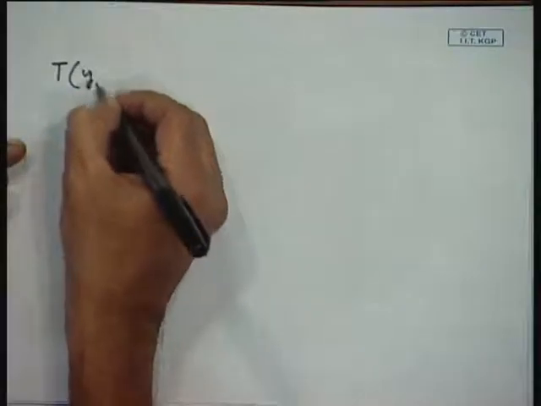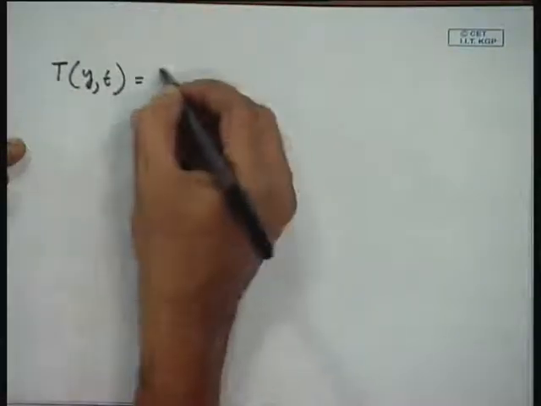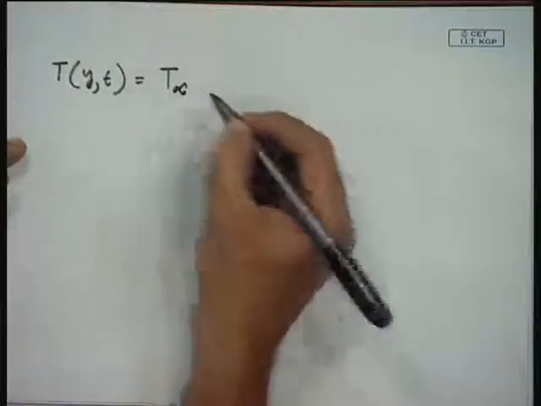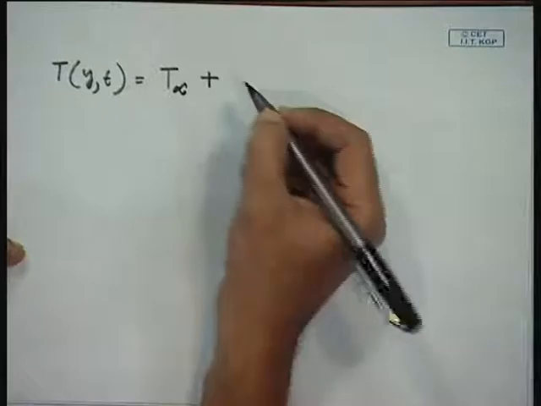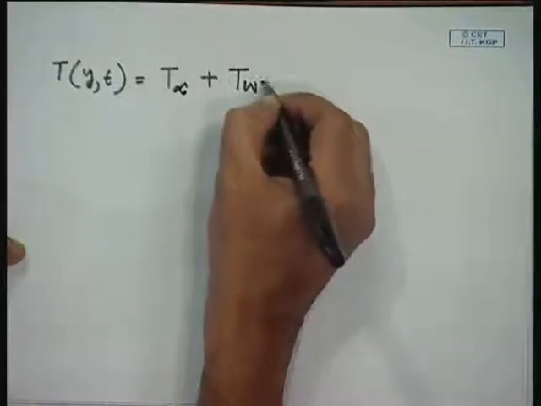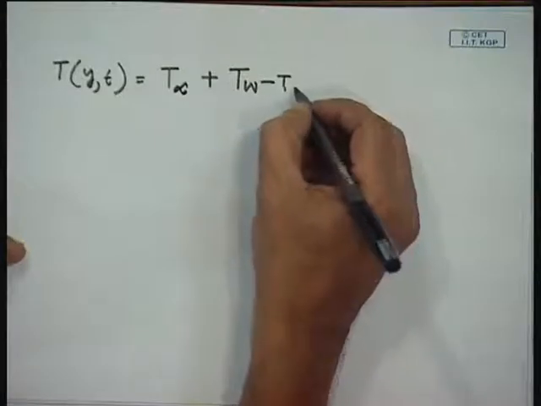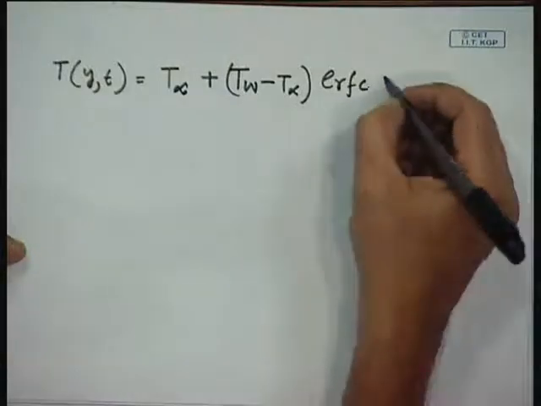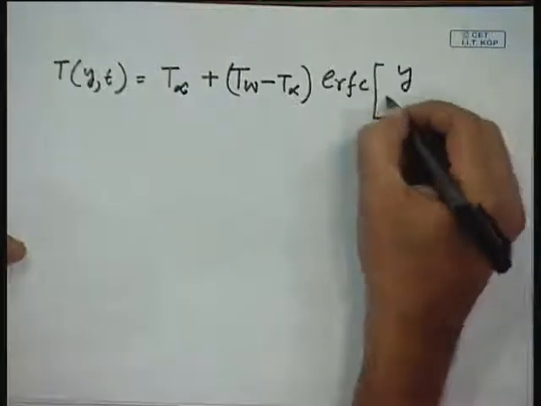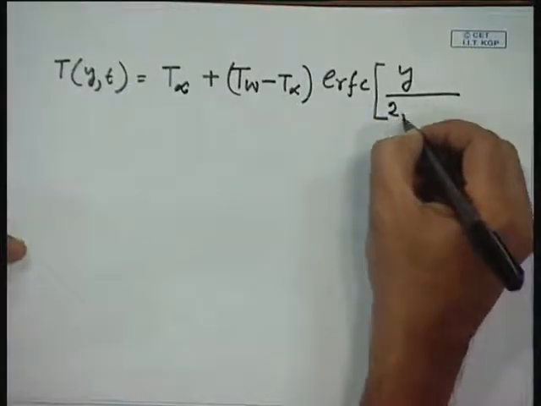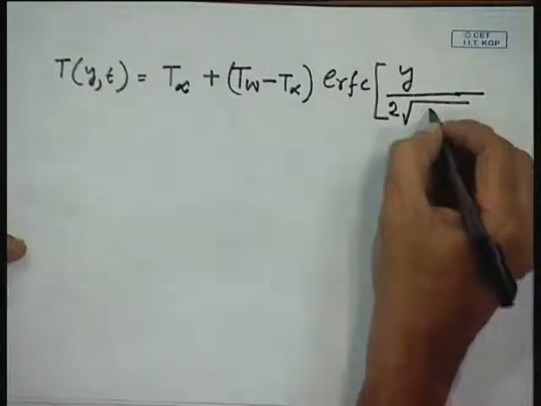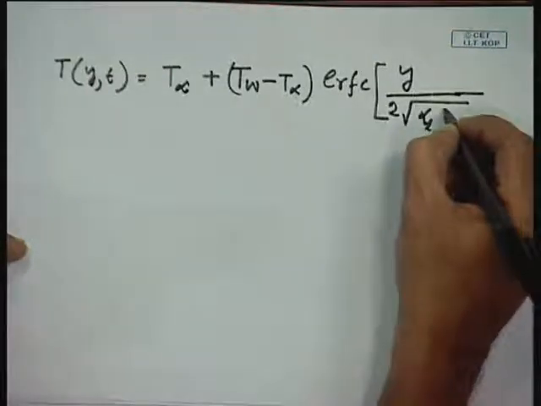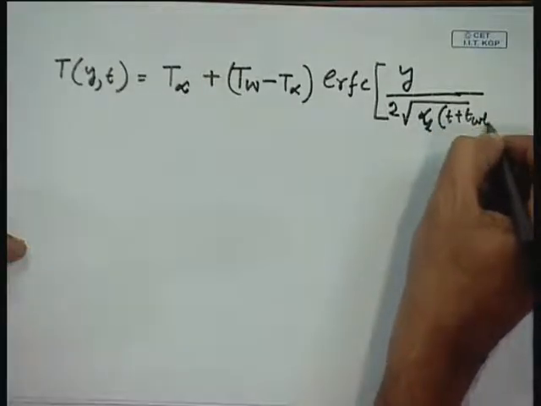So, mathematically what you will get is this: T(y, t) is equal to T infinity, anywhere the temperature will be more than T infinity within the thermal boundary layer, plus (T wall minus T infinity) times the conjugate error function erfc, with alpha L (t plus t waiting).